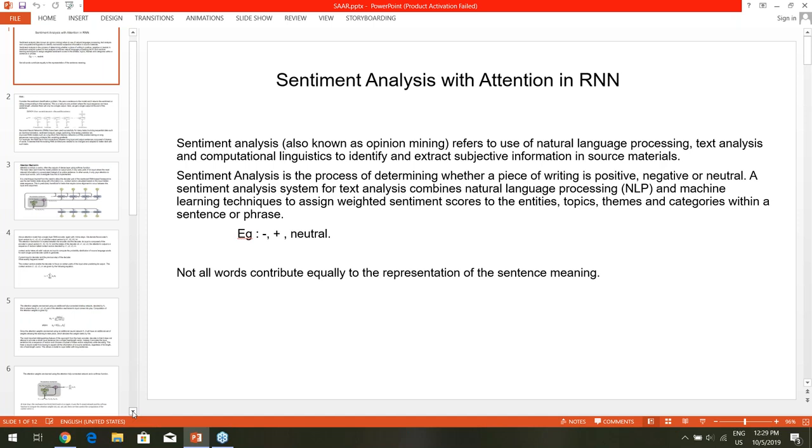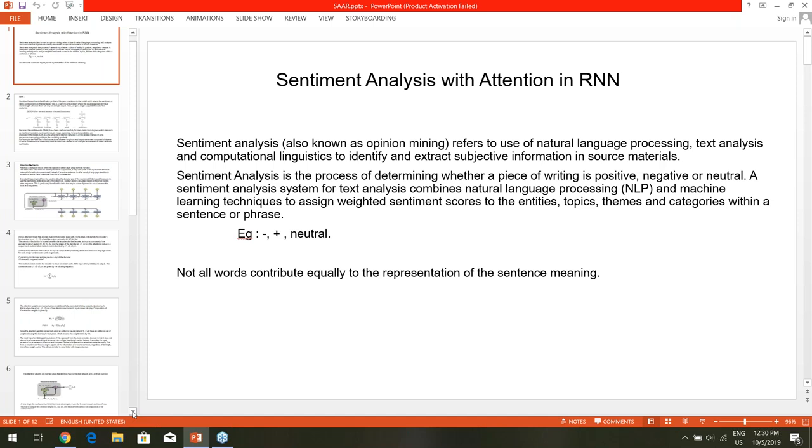A sentiment analysis system for text analysis combines NLP, that is natural language processing, and machine learning techniques to assign weighted sentiment scores to the entities, topics, themes, and categories within a sentence or phrase. A sentence shows some sentiment, like positive or negative or neutral. For example, words like good or bad in the sentence will reflect the sentiment of that particular sentence, right? Not all the words have the same weightage.